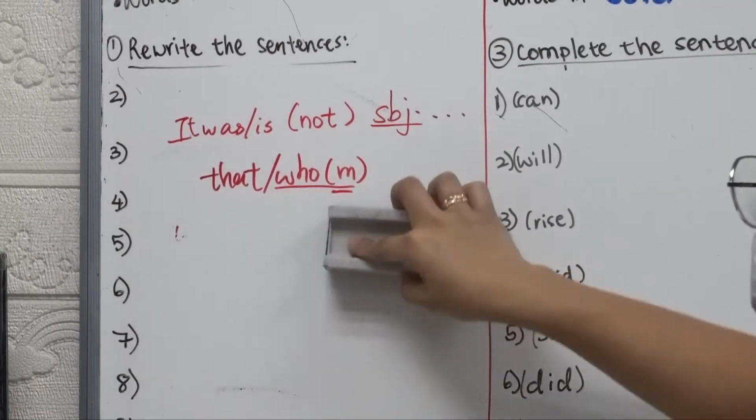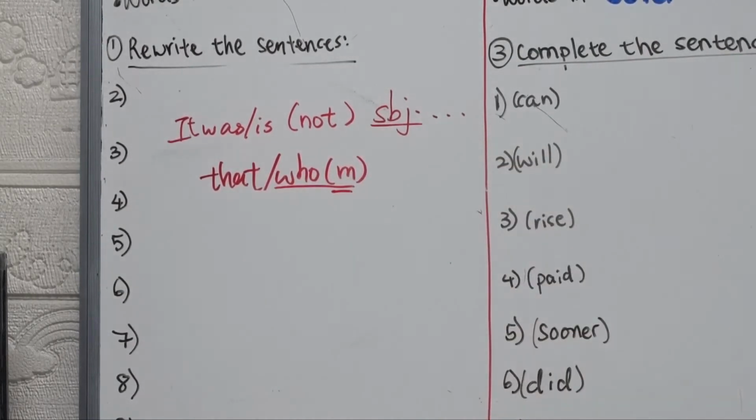So this is the first part, right? It was, and then, or it was not. It is, or it is not. Subject or object, and then that or who or whom, right? So we use this as statements, right? What does statements mean?